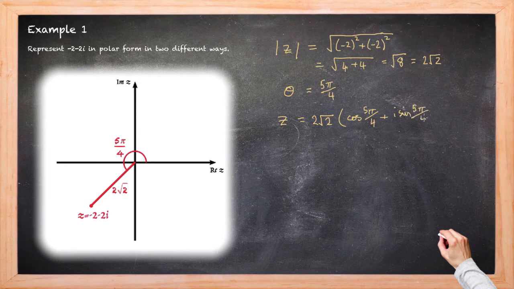Now, an alternative way would be to measure the angle clockwise. Now, the modulus is going to be the same. This time, we've got negative 3 lots of pi upon 4 for another argument of that complex number. So there's the two ways that we can write z in polar form.